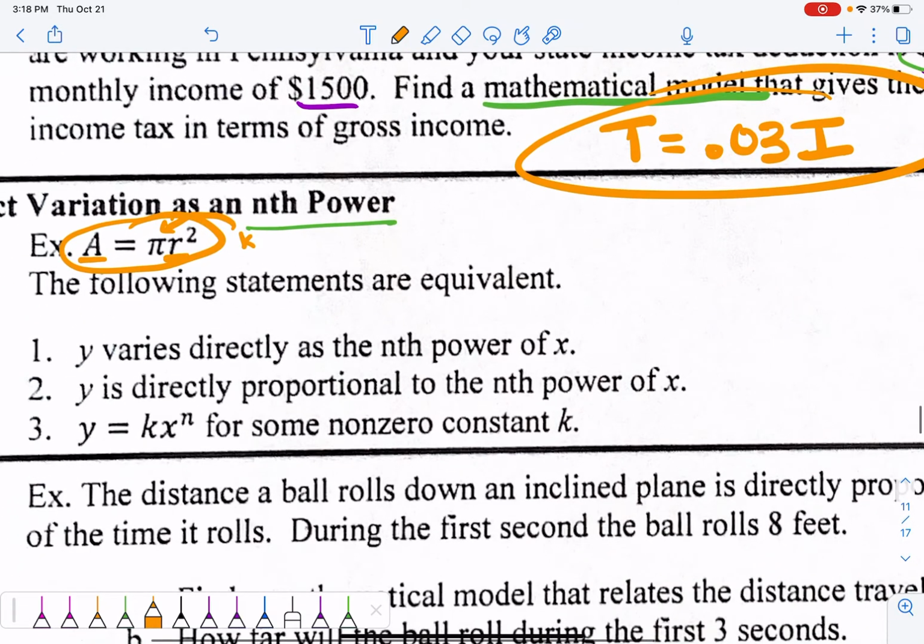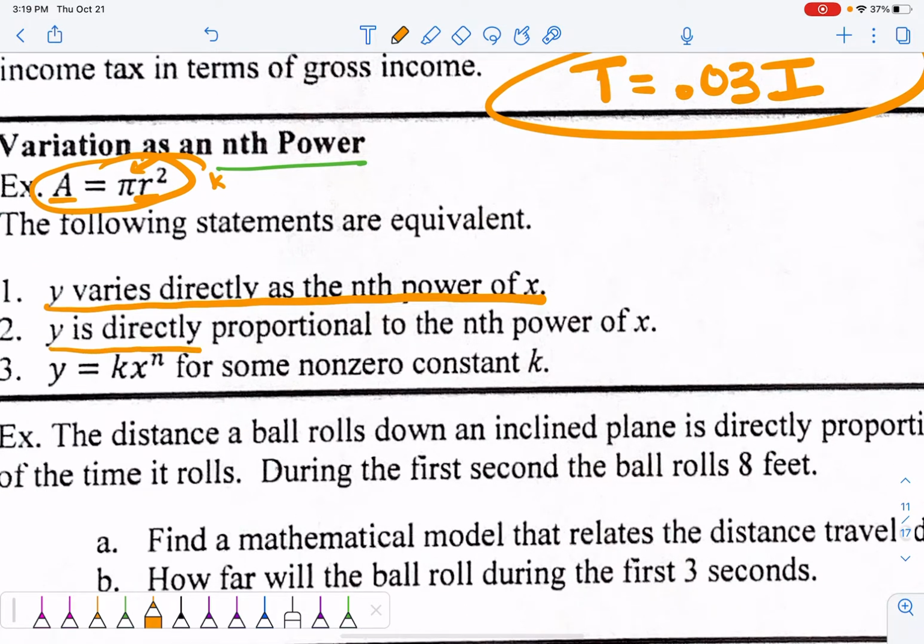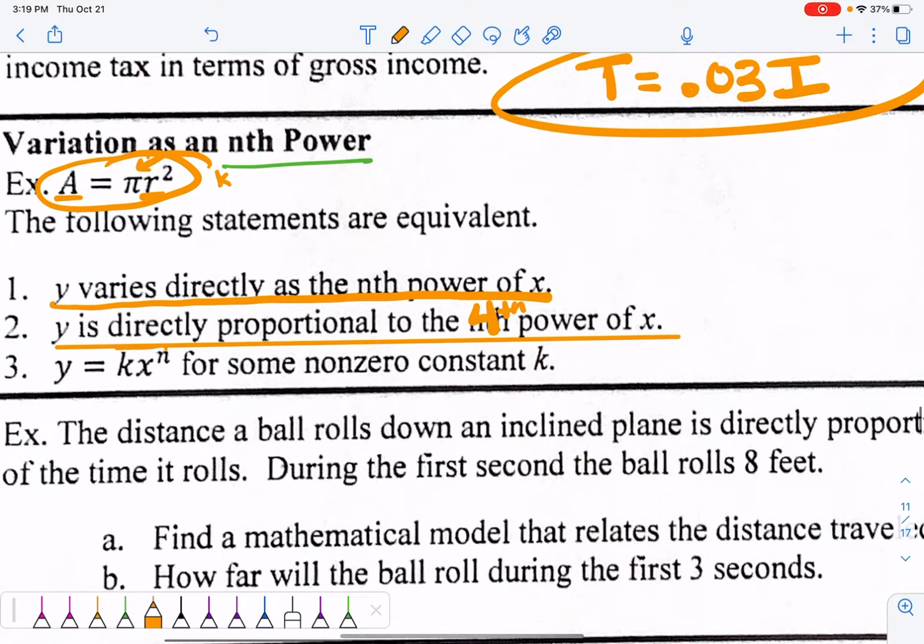So the verbiage that they will use is y varies directly as the nth power of x. They will say y is directly proportionate to the nth power of x, and they won't say nth power. They'll say like the 4th power of x, or the 3rd power, or the 7th power, or whatever, right? And what this is going to look like is y equals k times x to some power.